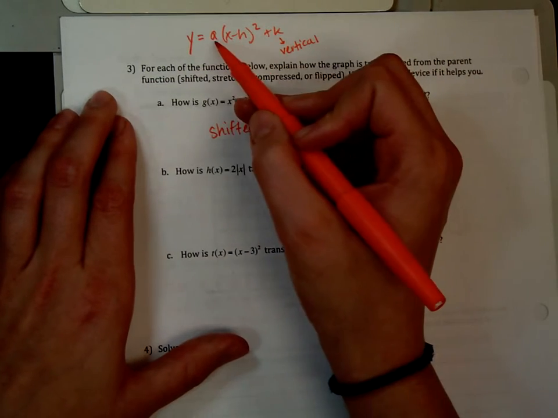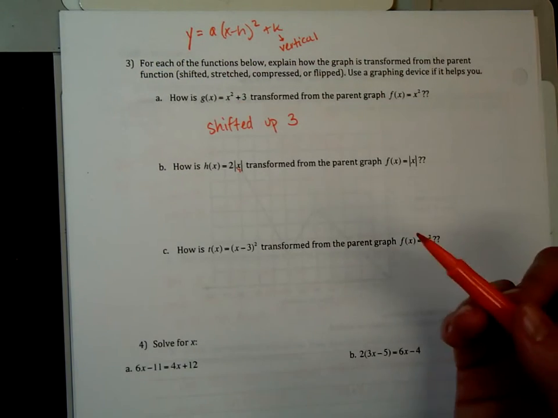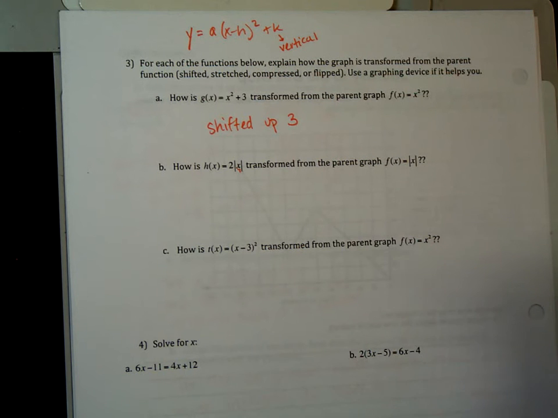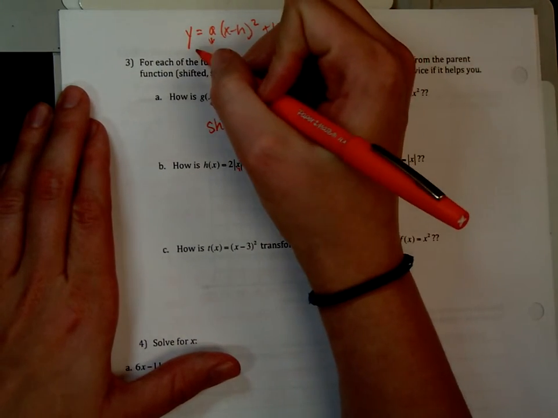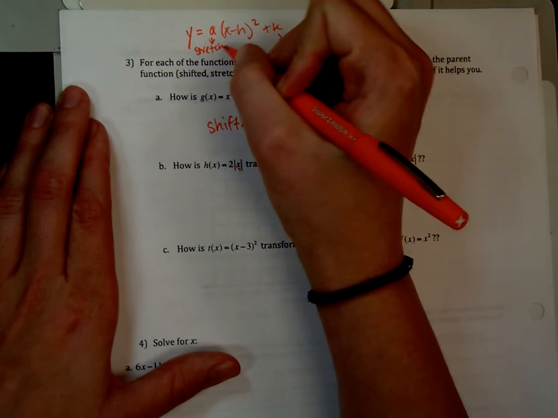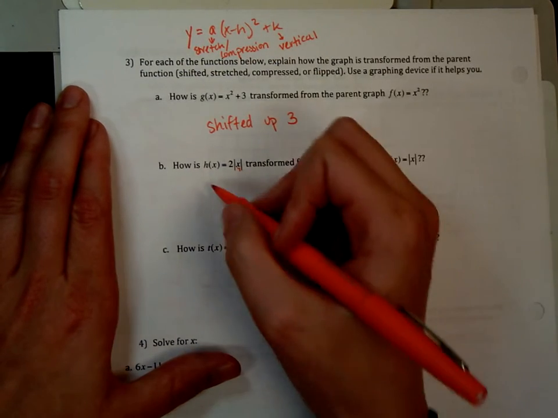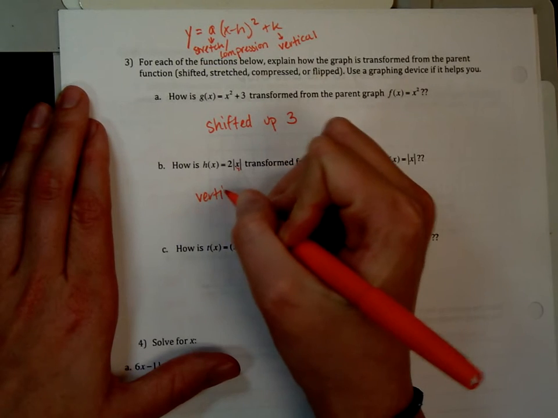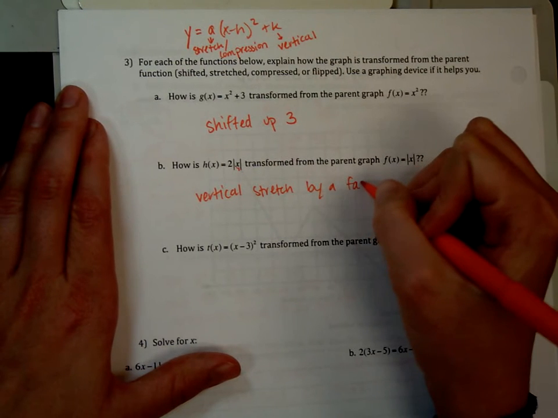This one is multiplied times x. So that's going to be my a value. The a value tells you the vertical stretch or compression. So if it's greater than 1, it's going to give you a stretch. If it's less than 1, it'll give you a compression. So this is going to stretch the graph by a factor of 2. So it's going to be a vertical stretch by a factor of 2.